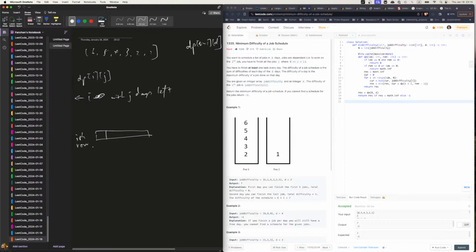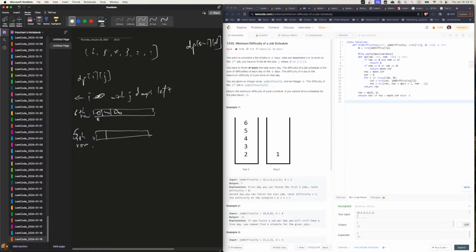So this is the n minus 1th row, right? In this case, this is the 0, 1, 2, 3, 4, 5, the 5th row, okay? 5th row with 0 days left. Oh, actually, there is a 6th row, right? And the 6th row with 0 days left, that's 0, right? Otherwise, if you still have some days left, that's infinite. In this case, D is 2, so it's 0 days left, 1 day left, 2 days left, okay?